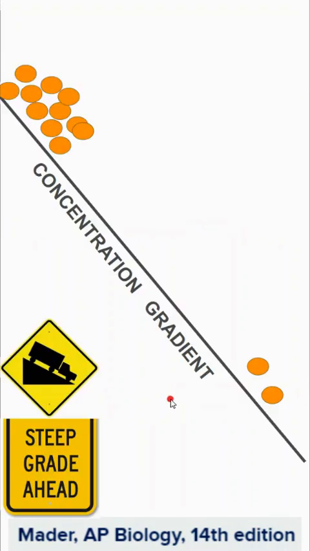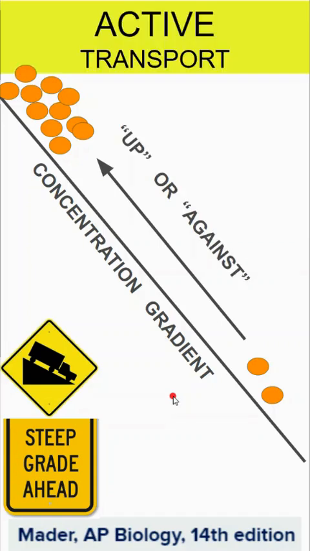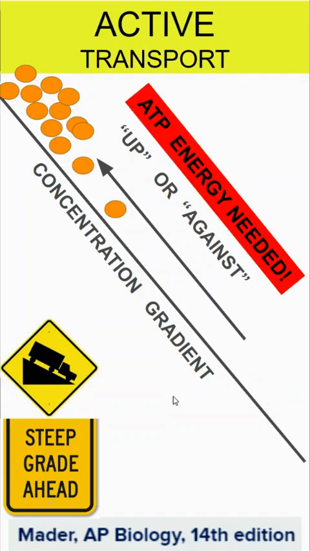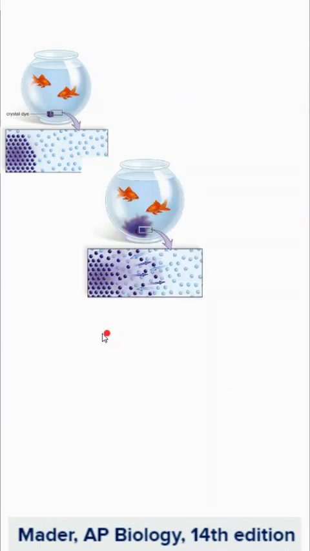If we go back to that concentration gradient, and this time we want to go up or against the concentration gradient, we are going to call that active transport. And if we are heading against that concentration gradient, it would be difficult to move those molecules up the hill, so ATP energy is needed. Another way I like to think about this is substances and how they would naturally go and whether they would need energy to do so.